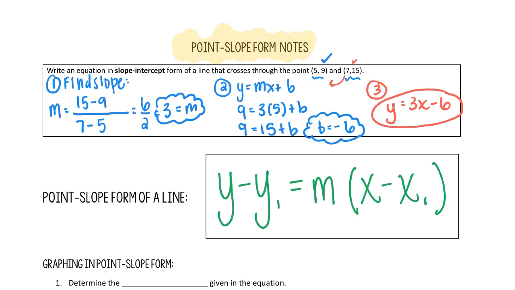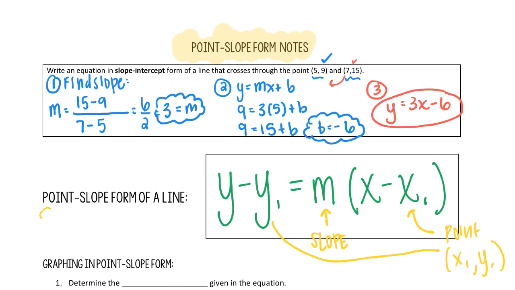Now let's talk about what each of these pieces stands for. The m, you should be very comfortable recognizing at this point, is the slope of the line. The x1 and the y1 put together make a point. It's just a point that's given on the line. So that's our (x1, y1).